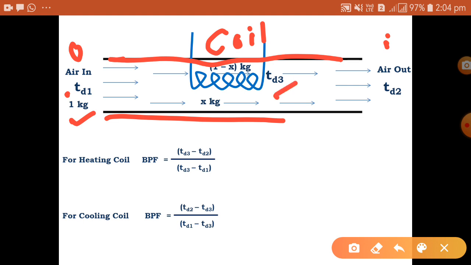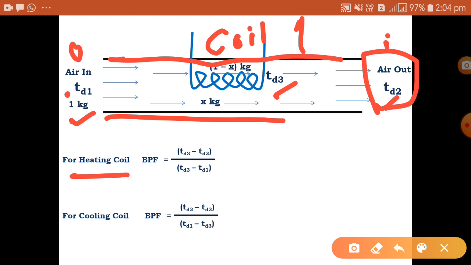After passing through that coil, when it comes out from that passage, its temperature is TD2, which is your required value. Now TD1 is the entering temperature, TD2 is the exit temperature, and TD3 is the apparatus dew point temperature, or the coil temperature. Simple. If you take a heating coil, obviously the temperature TD3 would be high. That would be used in the winters.